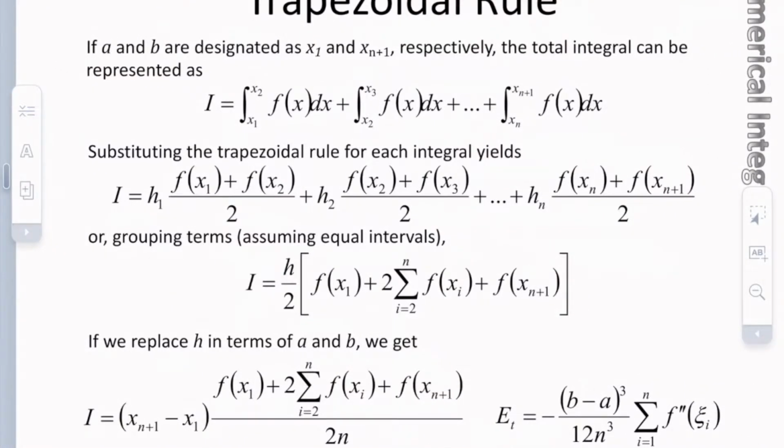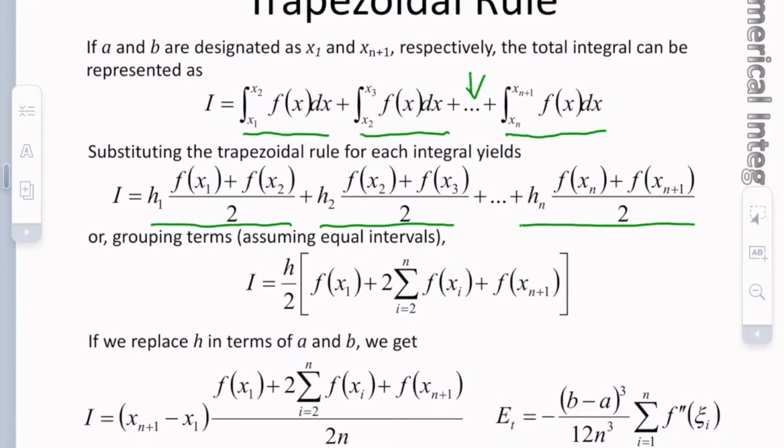If a and b are designated as x sub 1 and x sub n plus 1 respectively, the total integral can be represented as, so I equals the integral from x sub 1 to x sub 2 plus x sub 2 to x sub 3 plus the inner terms up to the integral from x sub n to x sub n plus 1. Substituting the trapezoidal rule for each integral yields, so this is for the first term, this is for the second term, and this is for the nth term. Grouping similar terms, we'll end up with this expression.